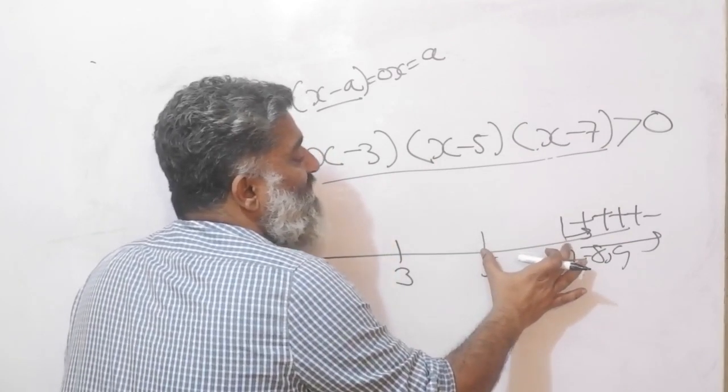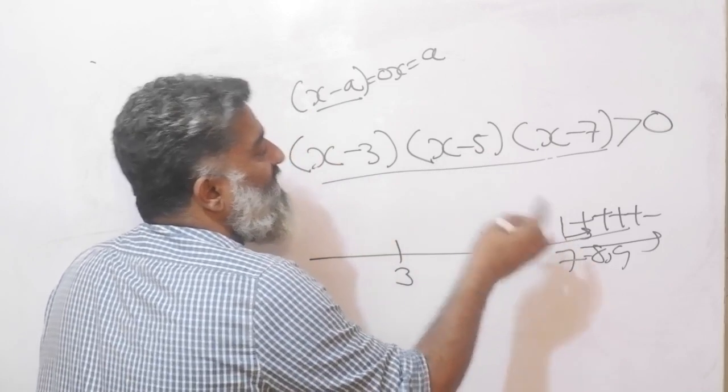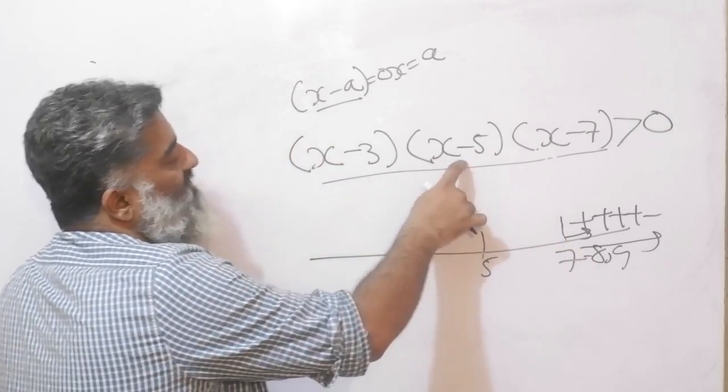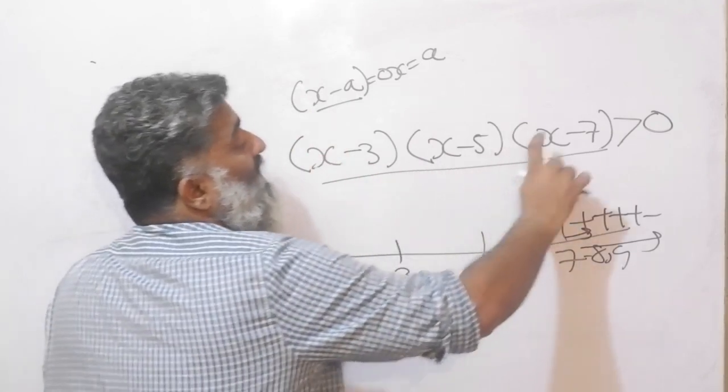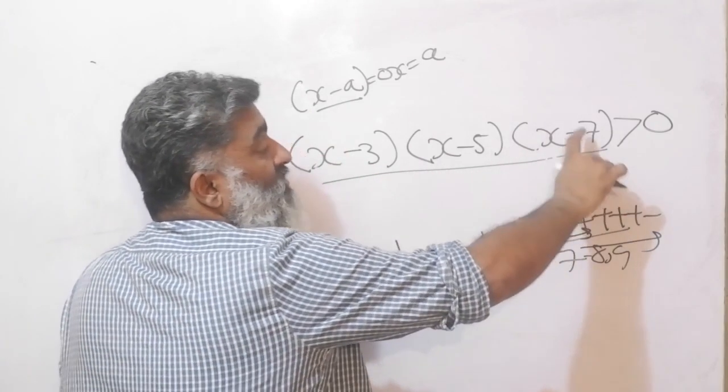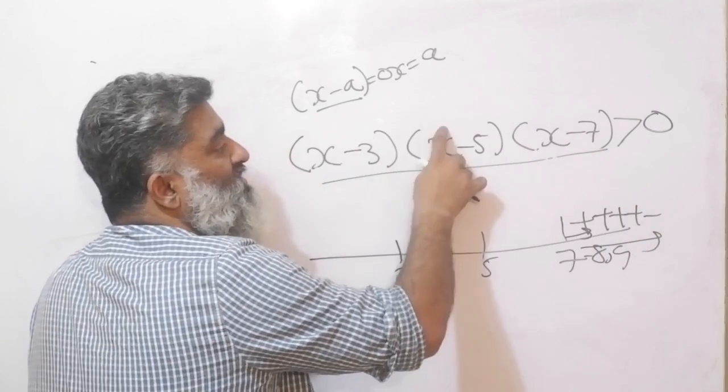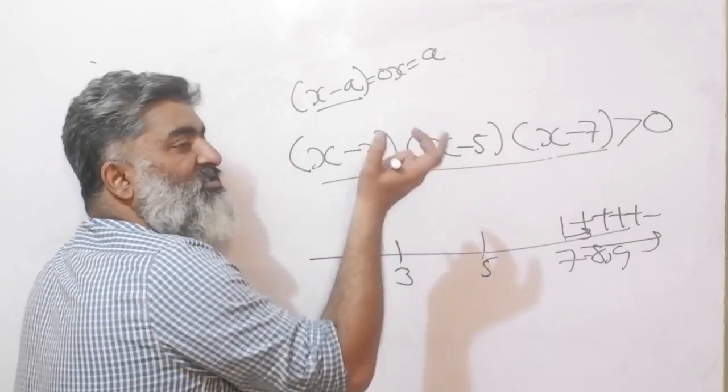Anything between 5 and 7. So let's say 6. If you put a 6 here, you will get a positive number. If you put a 6 here, you will get a positive number. 6 minus 3 is 3. But 6 is less than 7. So you're getting a negative here. So a positive and a positive is positive.